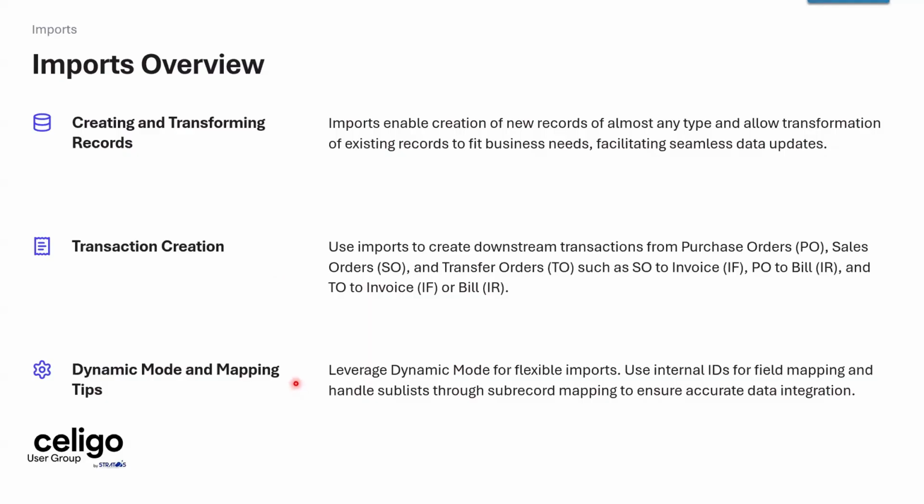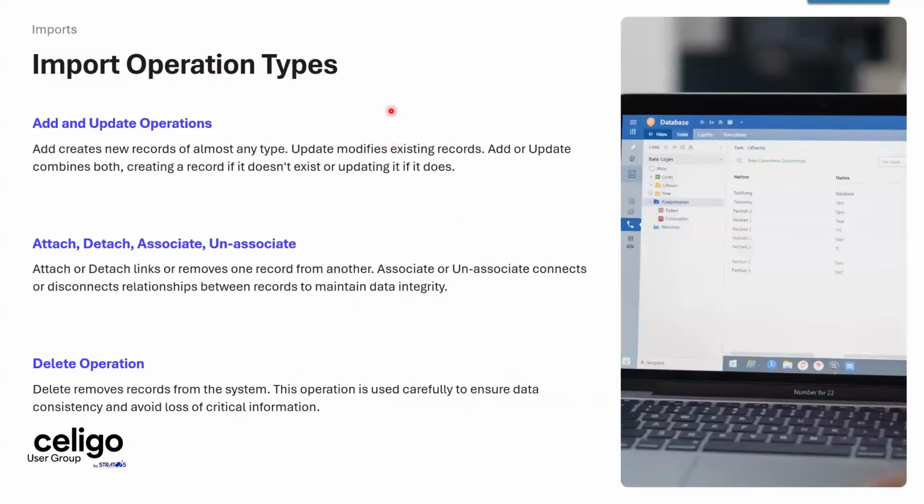And I want to point out that this dynamic mode is one of the key things that you should understand, how this works when you're doing an import, especially as it relates to creating transactions in NetSuite. So the import operation types: we have add and update operations. We have attach, detach, associate, and unassociate.